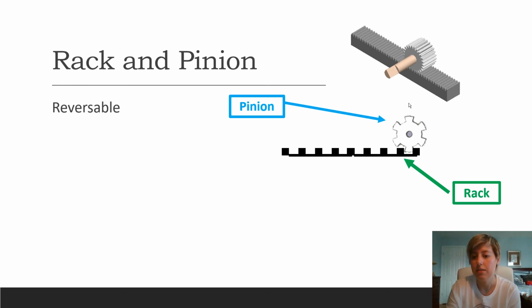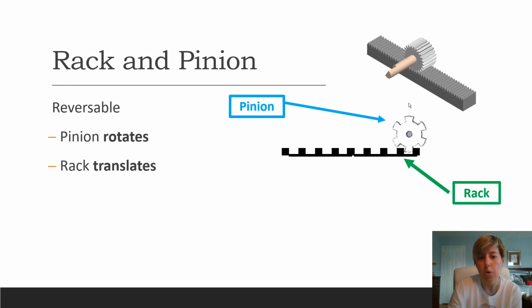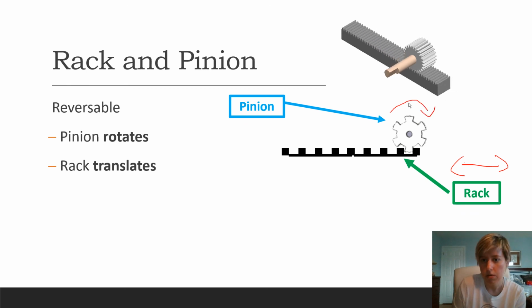Now, there's 2 things that are also really important. The pinion only rotates, so that means the pinion is undergoing rotational motion, and the rack only translates, so that means the rack is undergoing translational motion. So the rack, in this case, went translationally bidirectionally, so that means both ways, and then the pinion rotates bidirectionally.